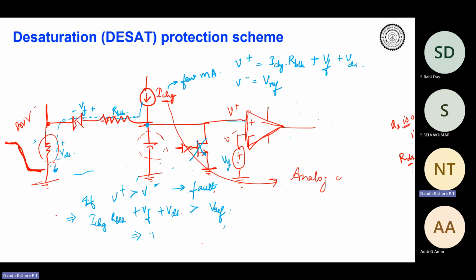Generally, if you see the gate driver IC, your RBLK is something that you can change on your own. So if you solve for RBLK, then your RBLK should be more than or equal to Vref minus Vf minus Vds divided by I charge. Only then your protection mechanism is going to operate.